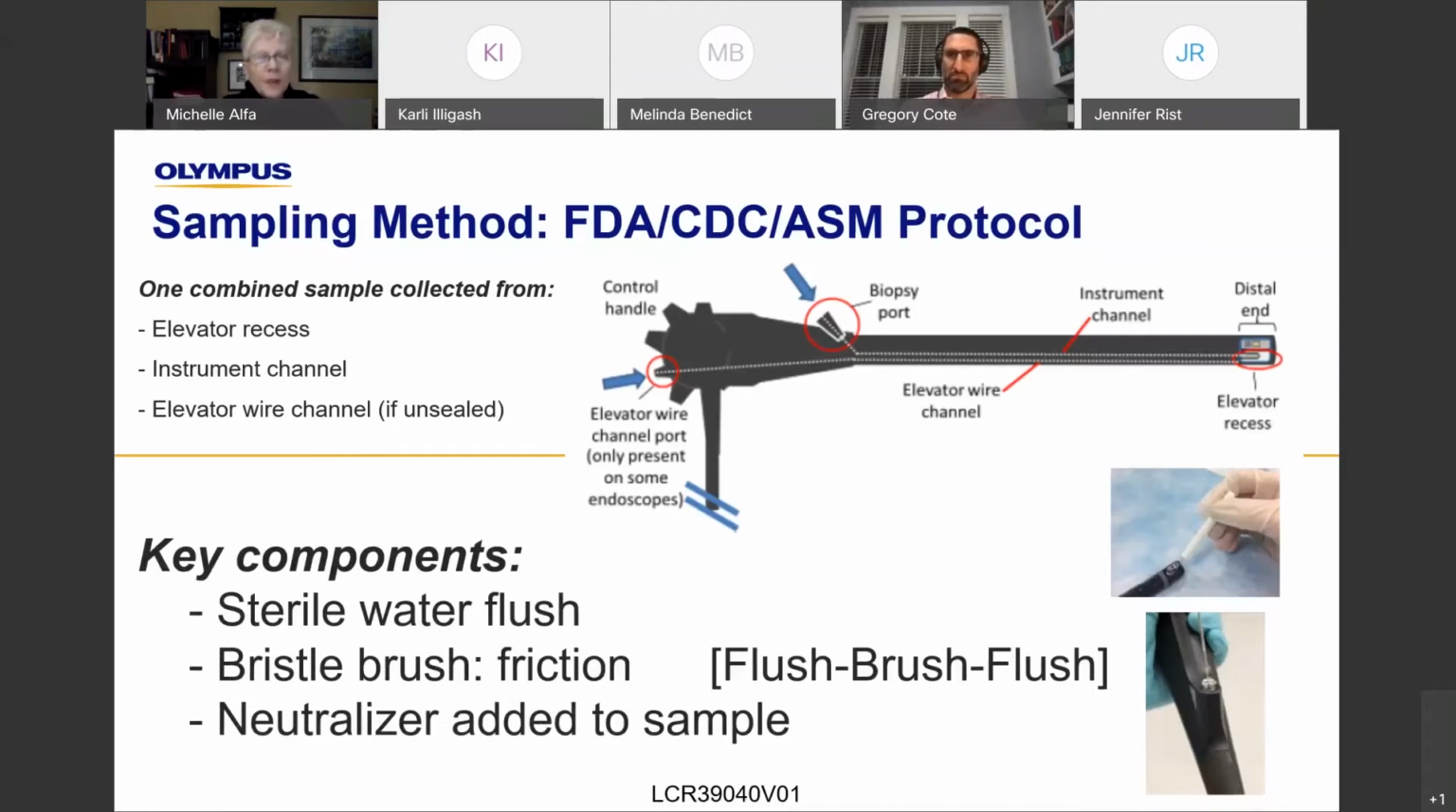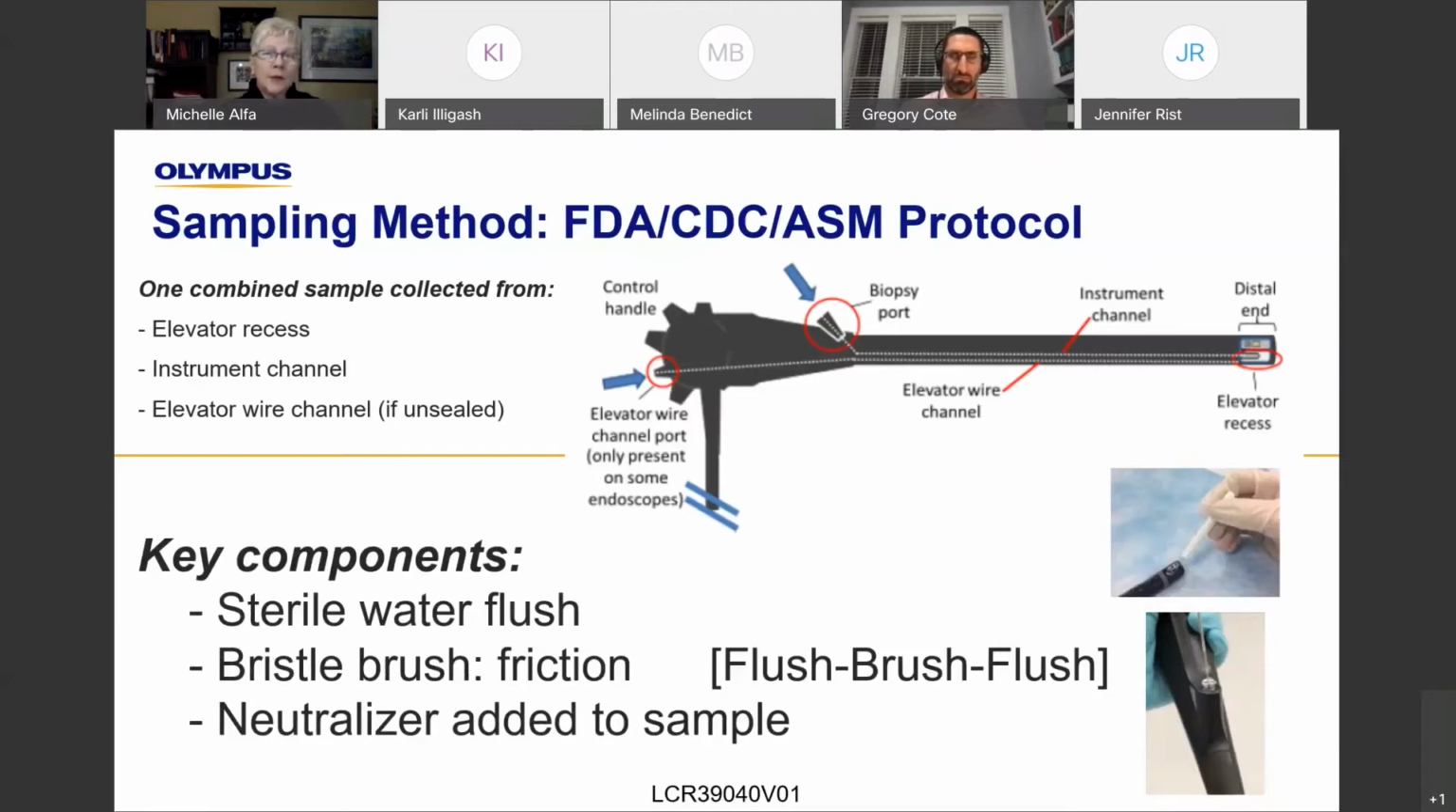The key components in this, and forgive me as a microbiologist because I'm very anal retentive about the details sometimes, but I think it is important because you may read in the literature where individuals have done cultures on their duodenoscopes and have zero contamination.